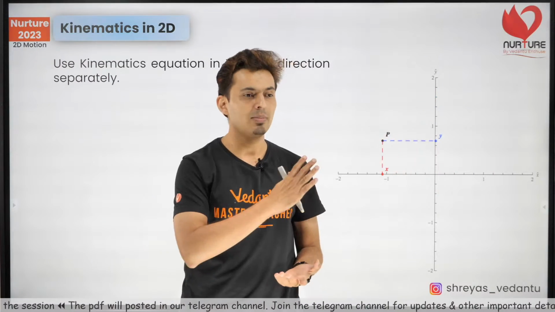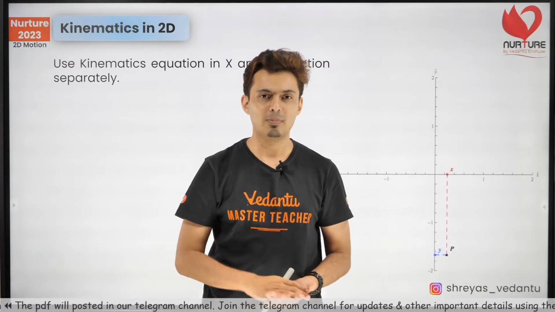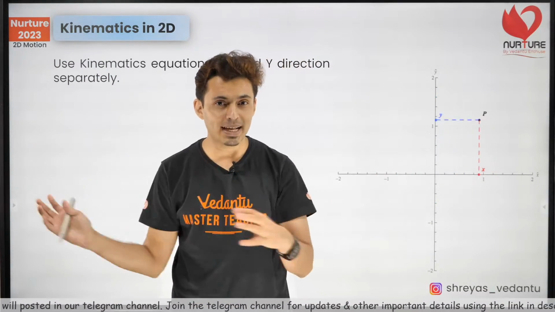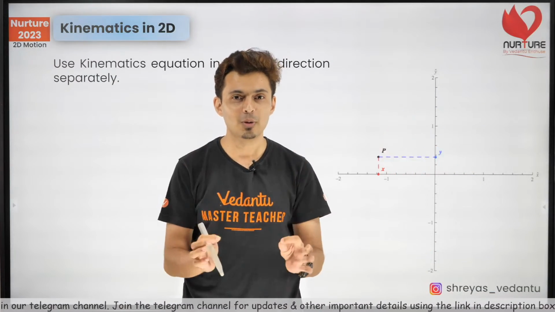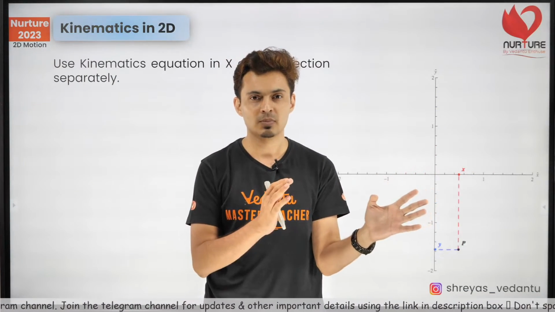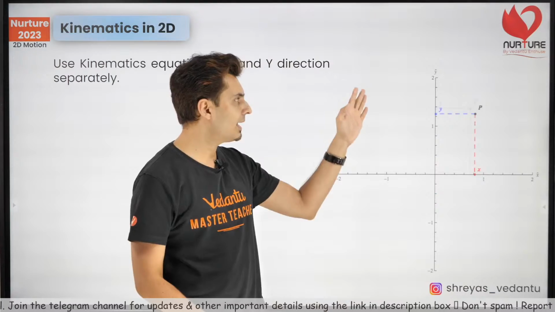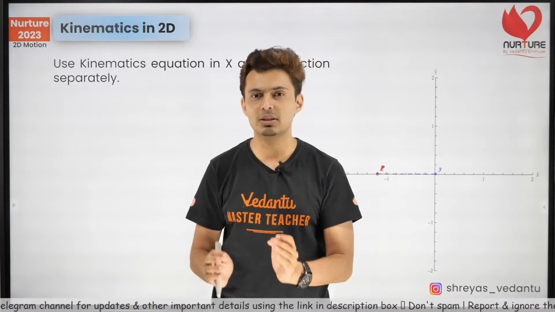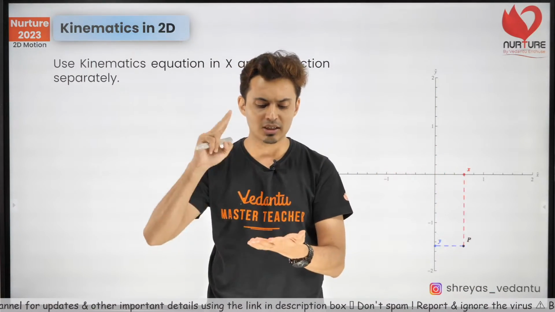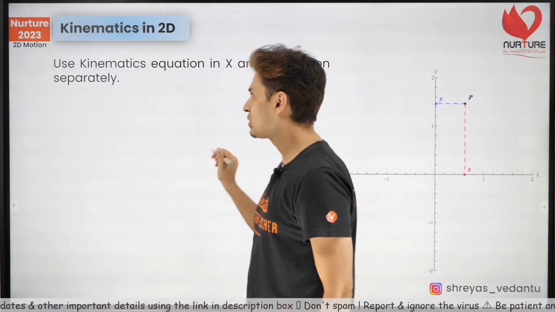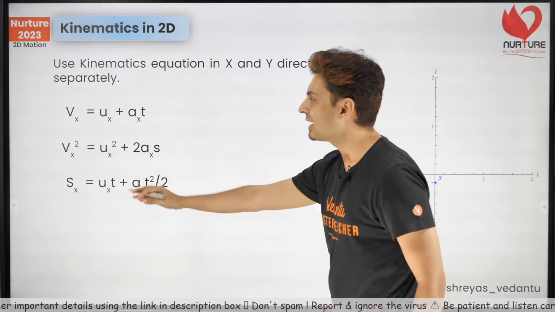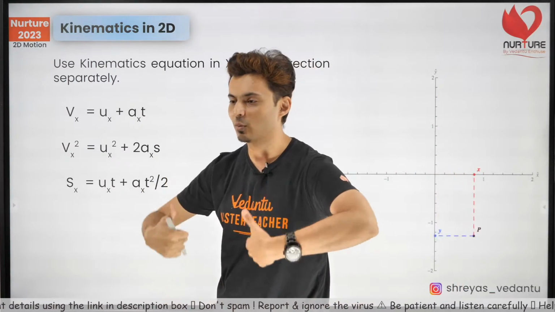In x direction you apply it separately, in y direction you apply it separately, but when you apply it for x direction, make sure you only choose the x components. When you apply it for the y direction, make sure you only use the y components of velocity, displacement, acceleration. So the equations will look exactly like what it looks for 1D.